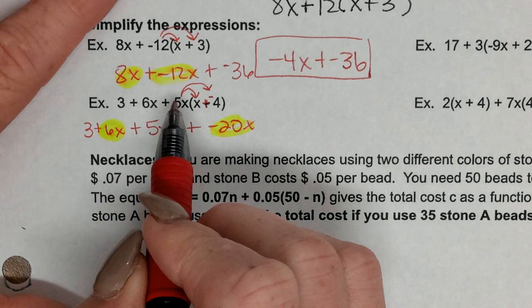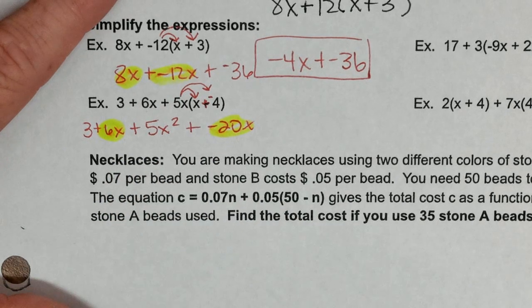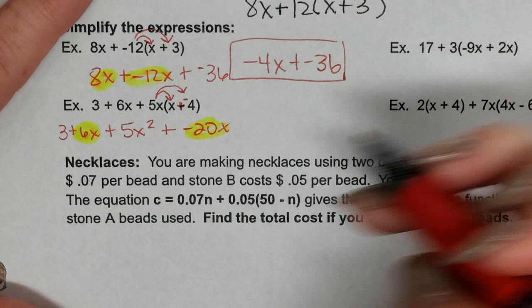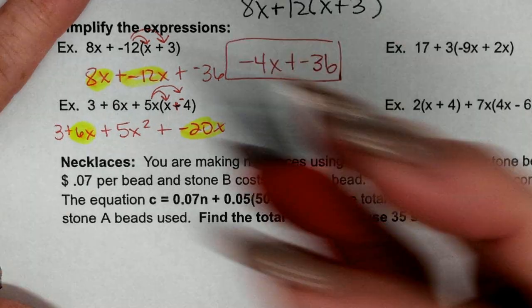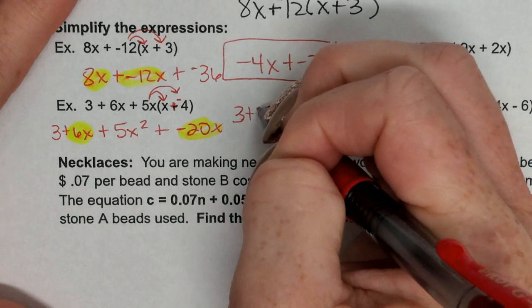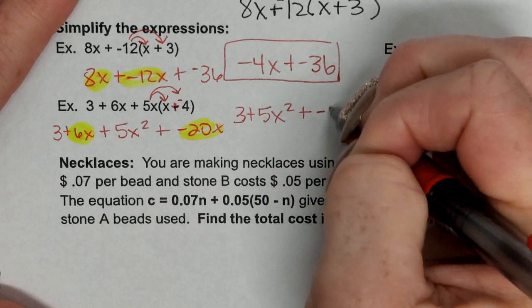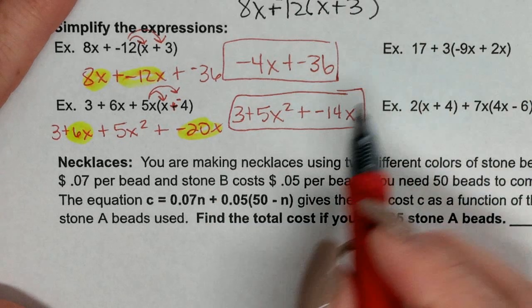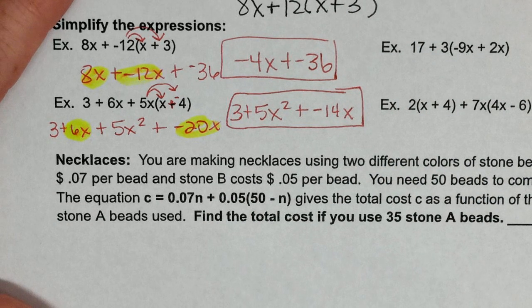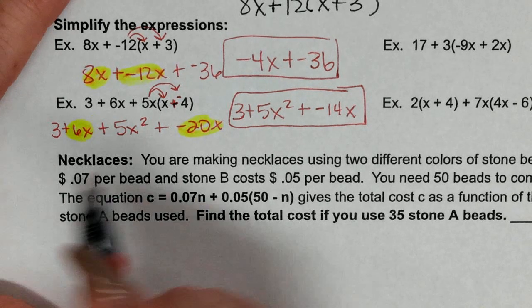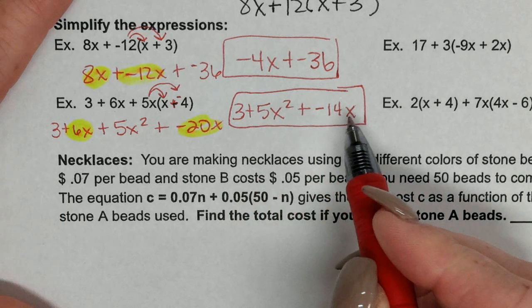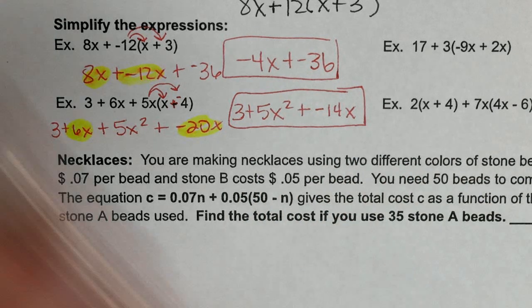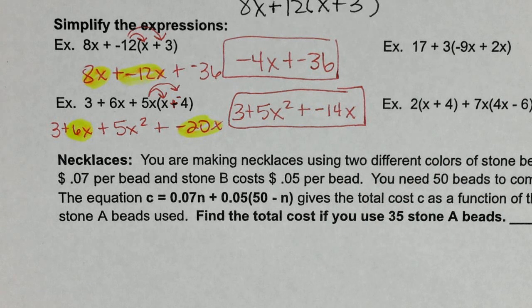3 plus 6x plus 5x squared plus negative 20x. Okay, we're good. So what is 6x plus negative 20x? Negative 14x. So I've got 3 plus 5x squared plus negative 14x. Does it matter if I wrote it in that order? Could I have changed up the order? Yes, all that matters is the 3 has a positive value, the 5x squared has a positive value, and the 14x has a negative value. Other than that, it doesn't matter what order I did it in.